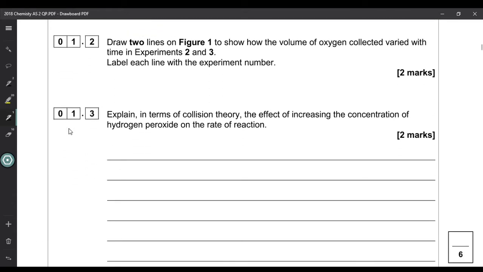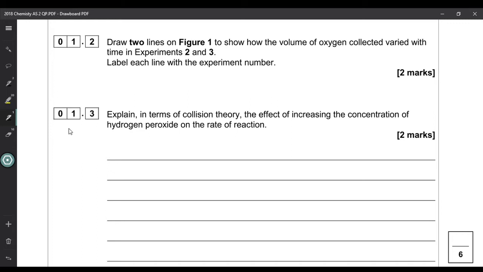Right, question 1.3 says, explain in terms of collision theory the effect of increasing the concentration of hydrogen peroxide on the reaction rate. So I've already mentioned this answering the last question. If we increase the concentration of hydrogen peroxide, it means there's more molecules per unit volume. So if we take a set volume, concentration means there's going to be more particles there. So because there's more particles in the same volume, there's going to be more frequent successful collisions.